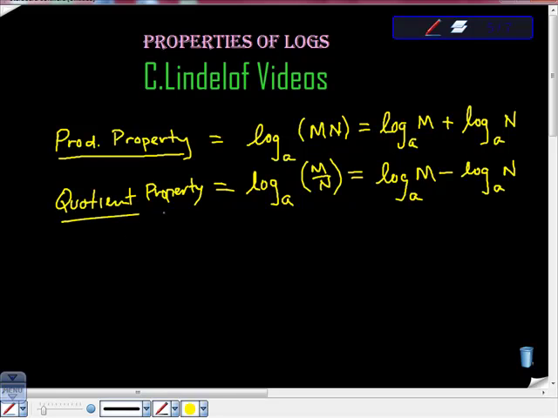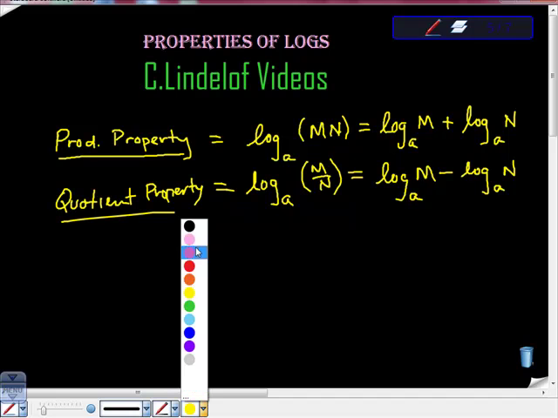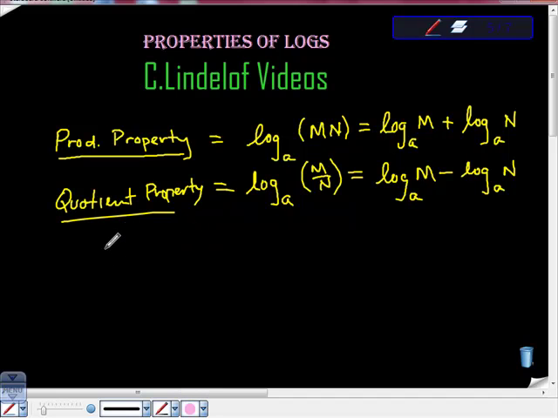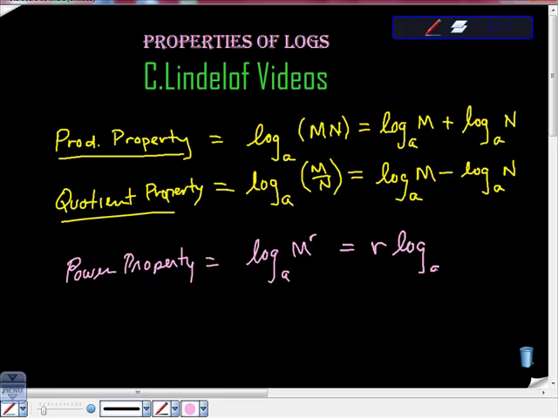The next one is called the power property, and it's really important because it helps us to move logarithms around a little bit and get to a solution. The power property just says that if we have log base A of m raised to the exponent r, we can rewrite that as r times log base A of m. What happens is we take the exponent and roll it back to the front, like a coefficient.